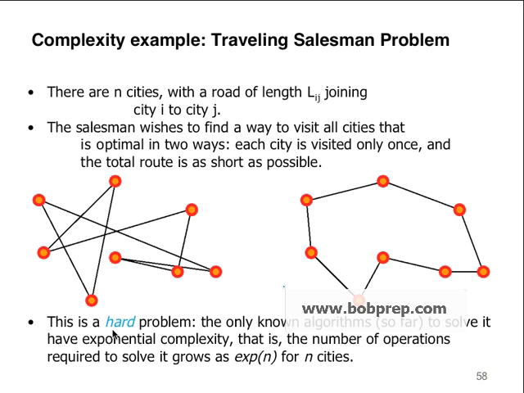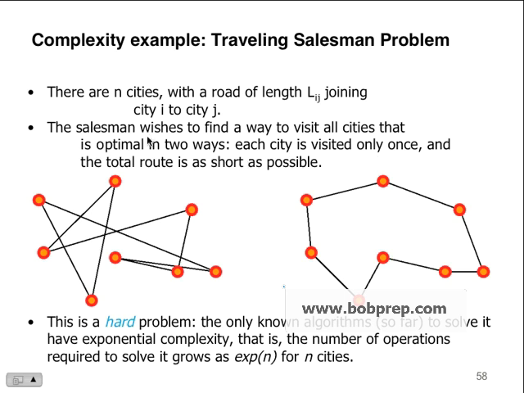There's a traveling salesperson problem here, and it's a nice one to look at because it's been a challenge since the beginning, and no one's really conquered an easier way of calculating it. It's very complex, with a very long running time, not very efficient. So there are n cities with a road of length L joining city i to city j. The salesperson wishes to find an optimal way to visit all the cities, where each city is visited only once and the total route is as short as possible.